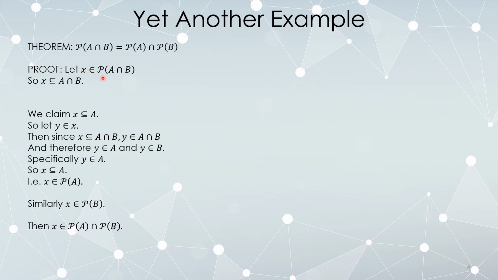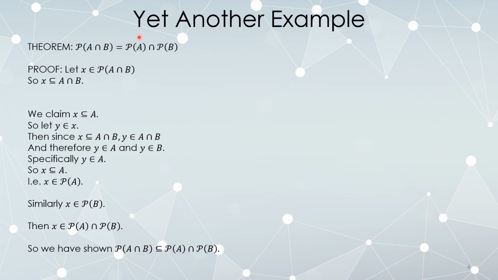Overall, what have we shown? Assuming X was an element of power set A intersect B, we've shown X must be an element of power set A intersect power set B. AKA, the set on the left is a subset of the thing on the right. We're exactly halfway done proving this theorem. We have shown that the set on the left is a subset of the set on the right, and now we just need to go the other way.